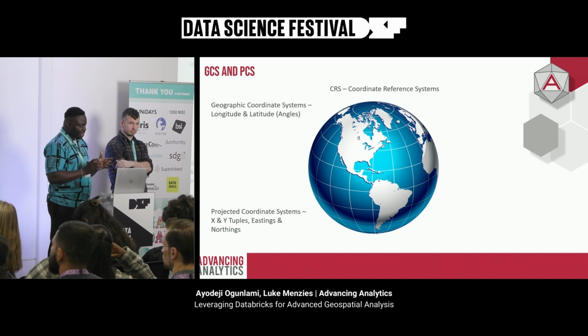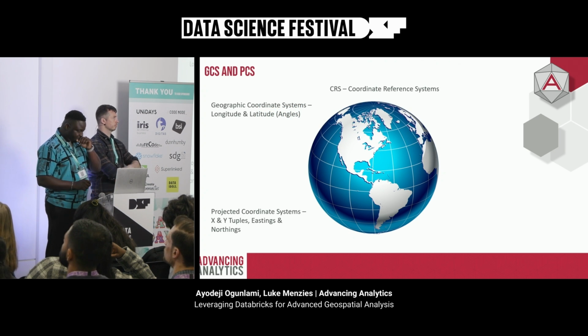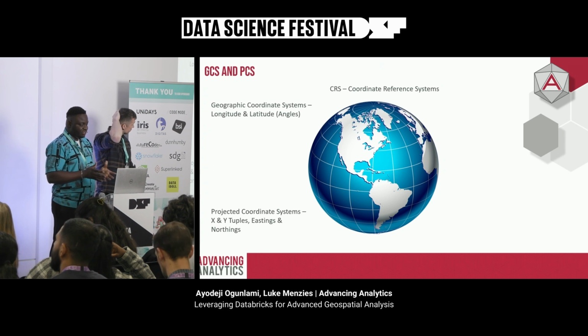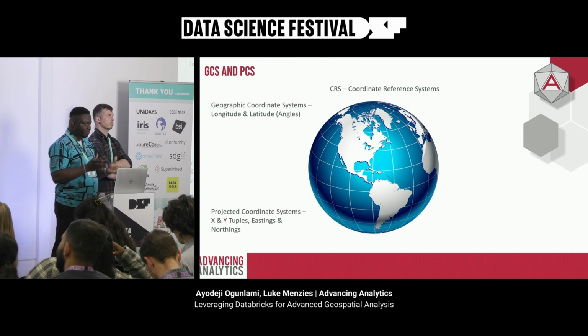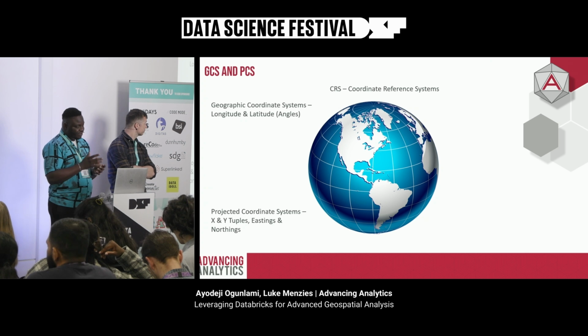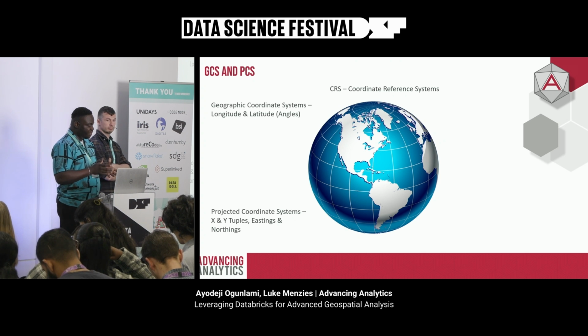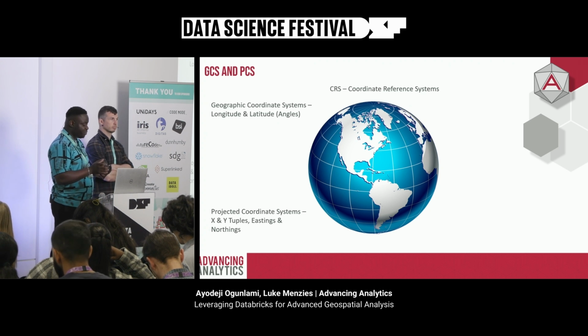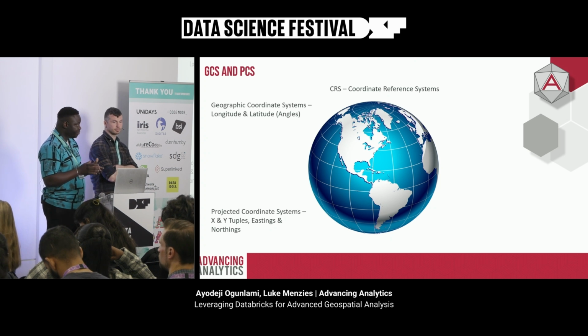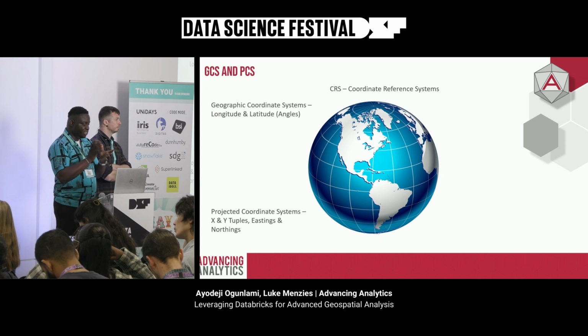I would like to talk about the coordinate reference system. Every place on Earth can be specified by a set of numbers called coordinates. We have two kinds of reference systems: the geographic coordinate systems and the projected coordinate system. The geographic coordinate system uses longitude and latitudes, which are angles.